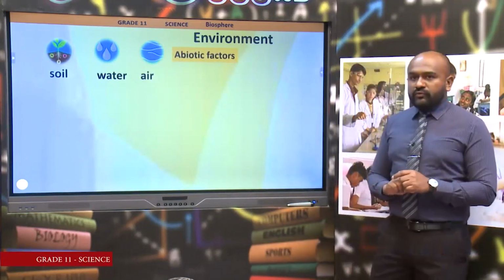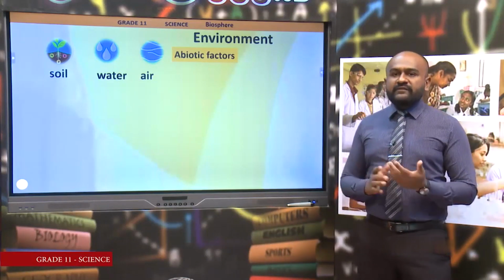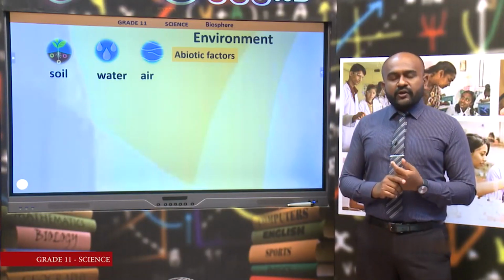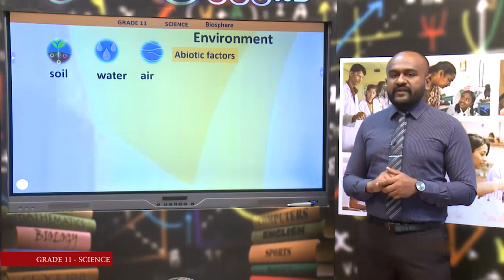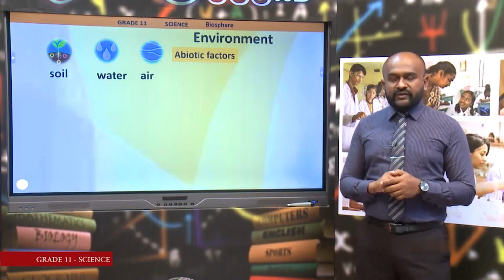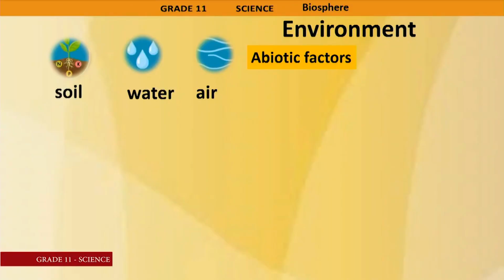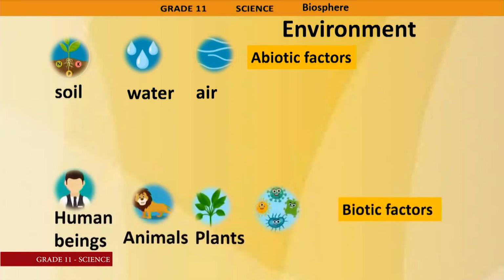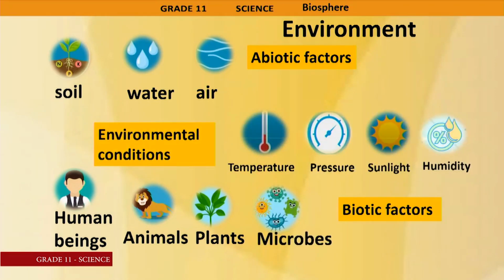Yeah. So, now when you get the environment, there are non-living factors. What do you call these non-living factors? Non-living factors are called abiotic factors. You can see some of the abiotic factors on the screen. Yeah, soil, water, air, they are abiotic factors, and there are living factors also. So, what do you call the living factors? Living factors are called biotic factors. You can see human beings, humans are also animals, plants and microbes, all these are there.